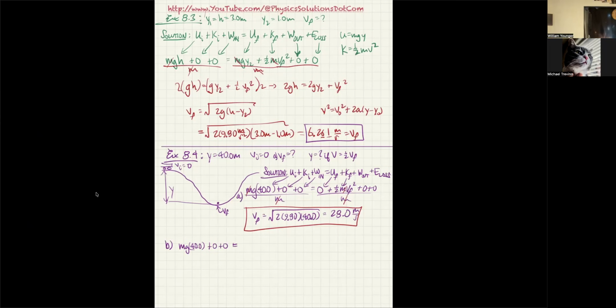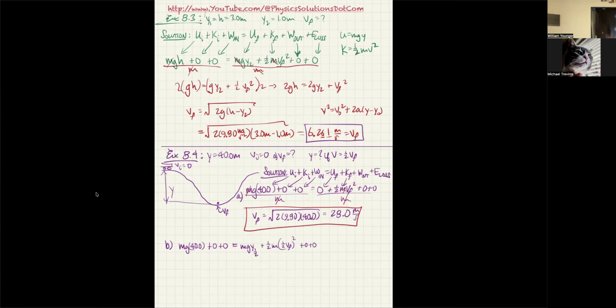equals m times g times y, and this is the y that we're looking for. I'll call that y 1/2, just because that's when it has half the speed. So it'll just be a nice little reminder. It has not only potential energy at that time, but also kinetic energy, given by 1/2 m times the v final that we just found, squared. And of course, we still have a plus 0 and a plus 0 like before.